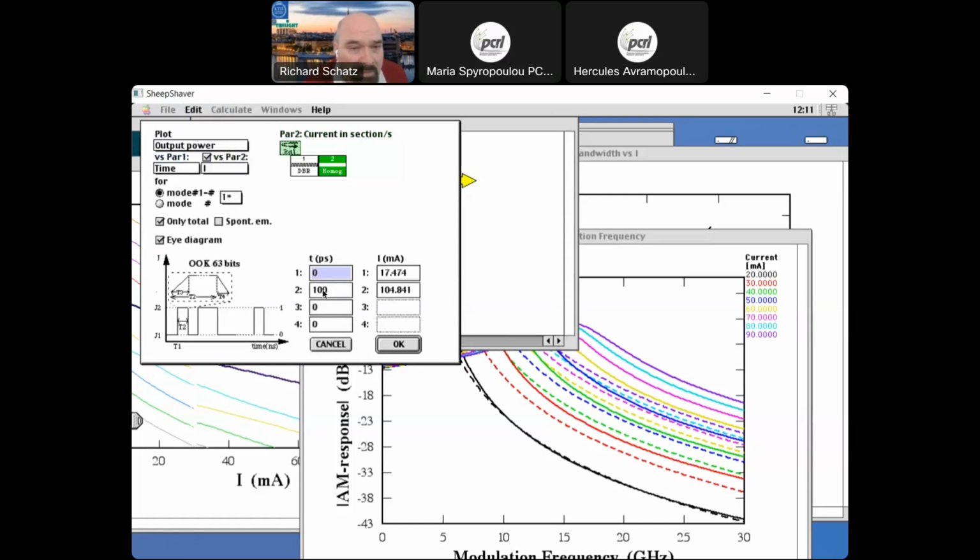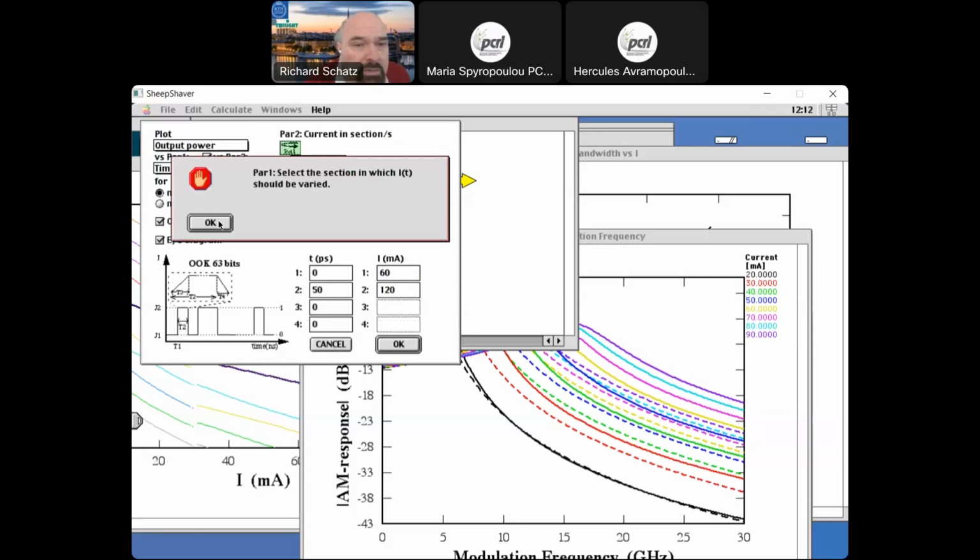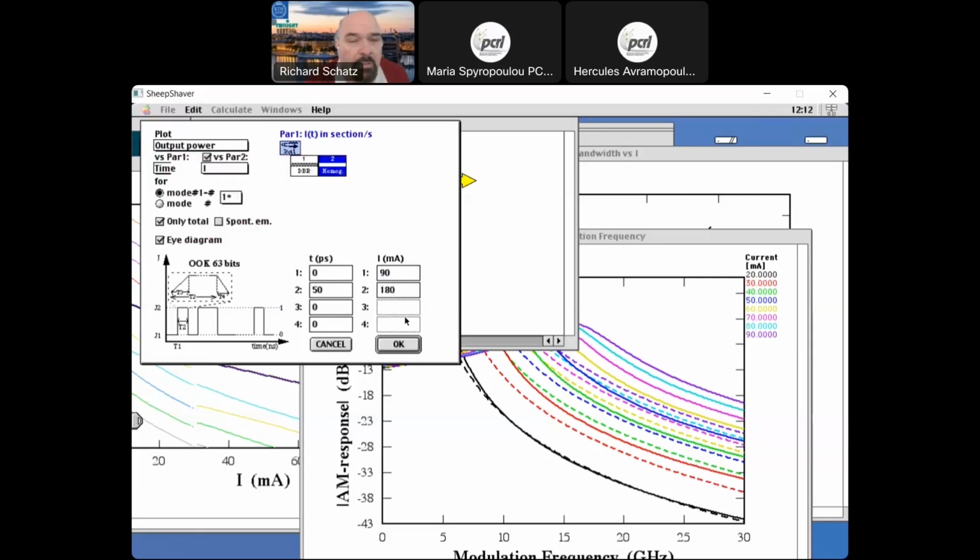And then we can take 50 picosecond here to get 20 gigabaud, and then we modulate maybe between 60 milliamp and 120 milliamp. It's around 90 milliamp, 30 milliamp up and down. So let's see now how the eye diagram looks like. I need to say which section I should modulate. So I should not change the current. I should just have modulation.